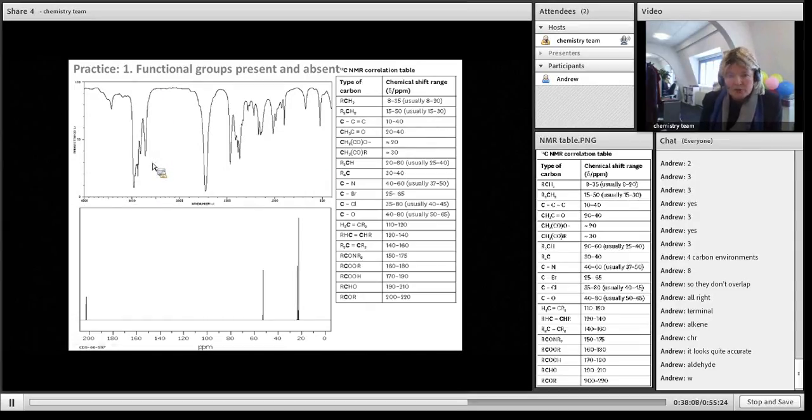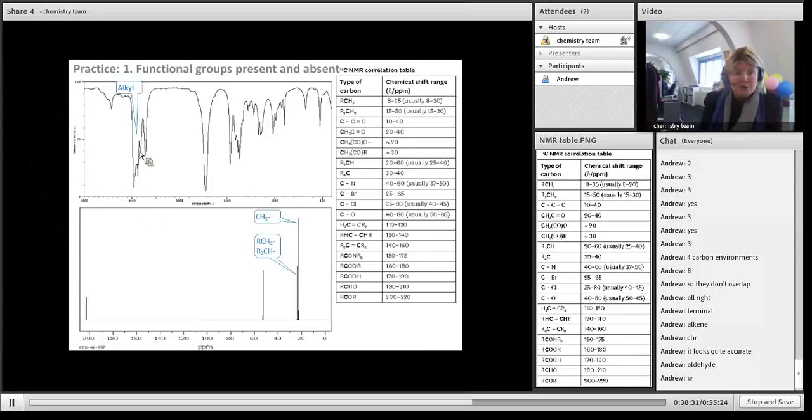I always use my IR as my basis. Remember the 3000, just to the left, just to the right, and so on and so forth. Because you should also say what is absent as well. Don't just say what's present, say what's absent. So you said it's an aldehyde, why isn't it an ester? Why isn't it a carboxylic acid? That's also important. Okay, and it's a W in the aldehyde.